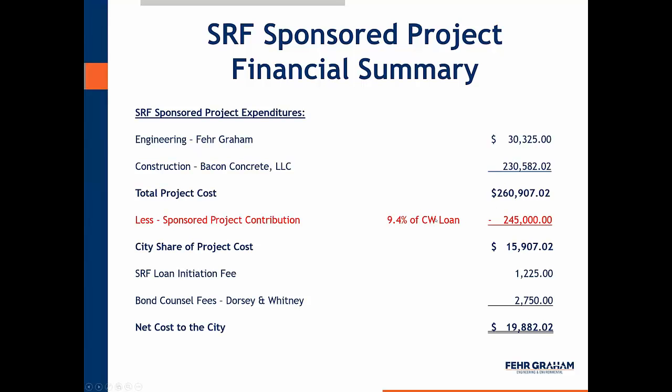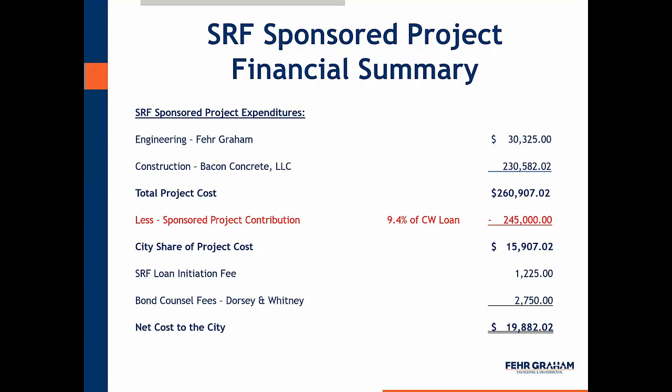Again, this represents a little over between 9 and 10%. That's where the $245,000 comes in. So after receiving the funds to make those construction and engineering payments, the city's actual share was $15,900. There was an SRF loan origination fee, and there are also some bond counsel fees, which are lawyers that draft appropriate resolutions and paperwork to meet the Iowa code. Anyway, the net cost to the city was just under $20,000, and obviously the city council was very pleased with doing a project like this.